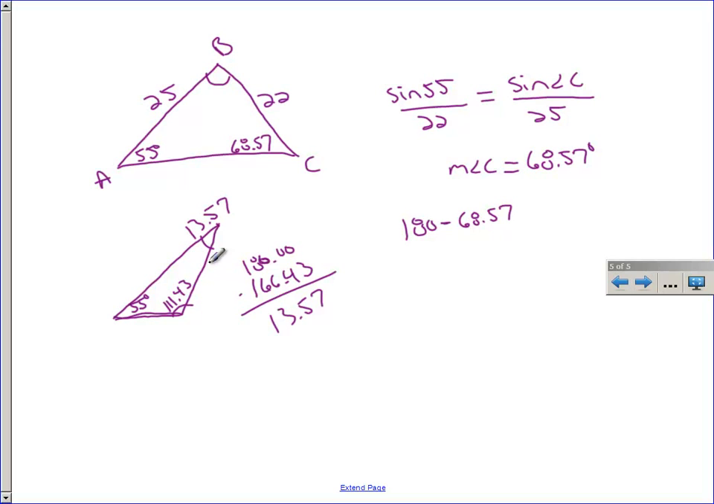So I would then have this side is 22, this side is 25, and now I have a different answer for angle C, and then I would have to subtract that from 180. I found angle B, and then across from angle B is my side B. So this one works out to be two solutions.